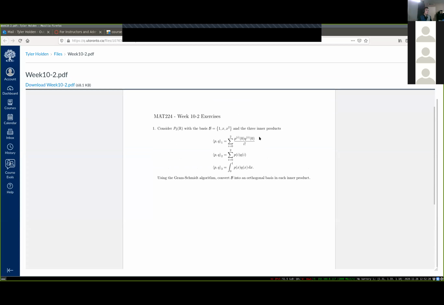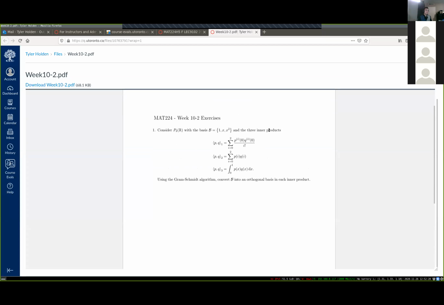Right? So it's really just one question, but it's like 3 questions. We've got the degree 2 polynomials, and we've got our standard basis here: 1, x, x squared. And I've given you 3 inner products. We've seen the second and the third inner products before, but maybe you haven't seen the first inner product yet, and that's okay.